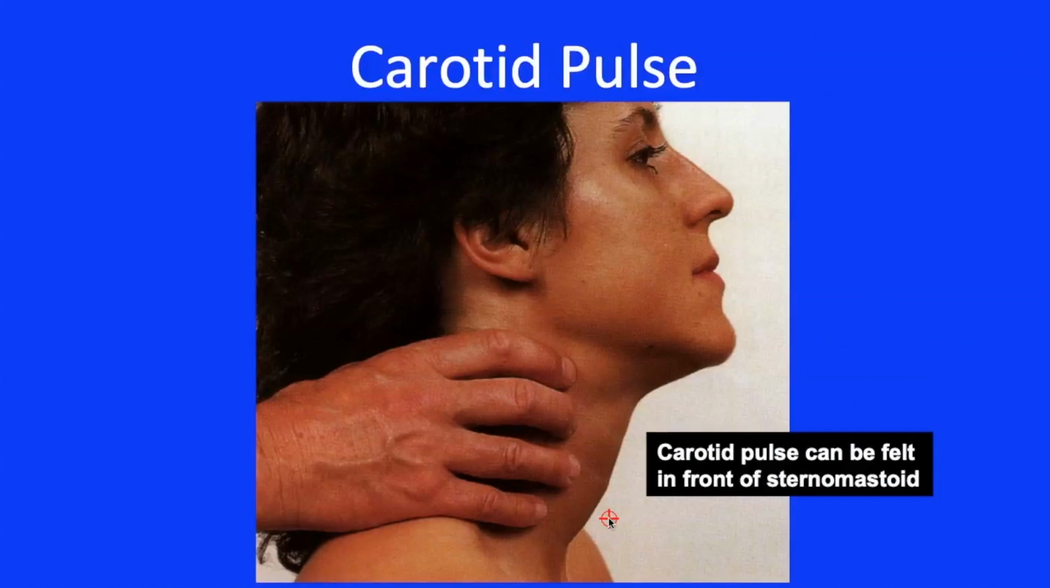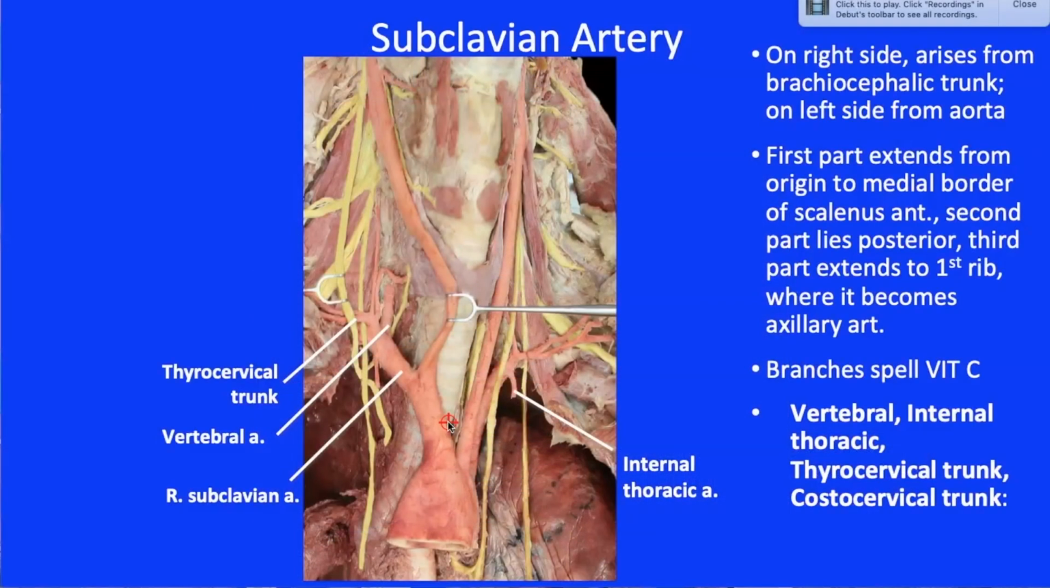Importantly, however, learn how to detect the carotid pulse just anterior to the sternocleidomastoid. The other main vessel from which we receive blood to our head is the subclavian artery. As mentioned previously, the right subclavian emerges from the brachiocephalic and the left emerges directly from the aorta. Prior to entering the scalene triangle, an important artery emerges on both the subclavian arteries. The vertebral artery.